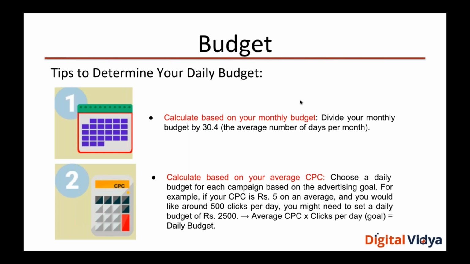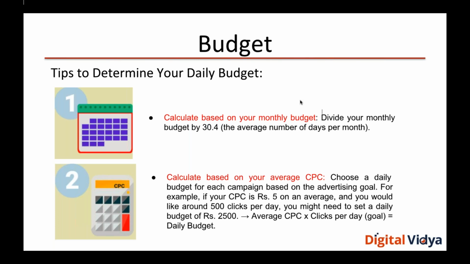So if I'm having 10 clicks and I have spent 50 rupees for the 10 clicks, what is the average cost per click? 50 rupees divided by 10 clicks, right? The total amount I spent during a particular time frame divided by the total number of clicks I got will get me the cost per click on an average.